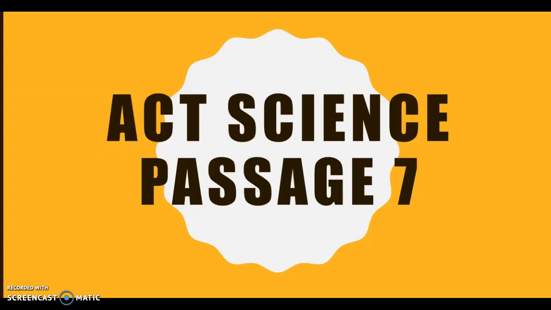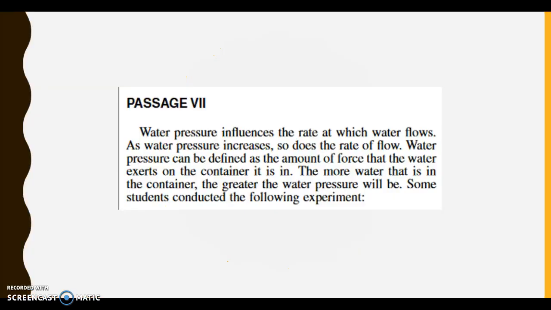Today we're going to look at Passage 7 of our Science ACT overview. Passage 7 is a data representation passage. If we read the introductory paragraph, we can see that this passage is about water pressure.